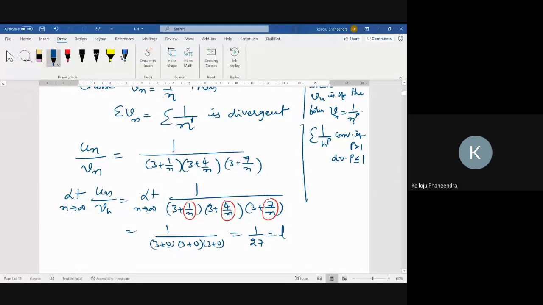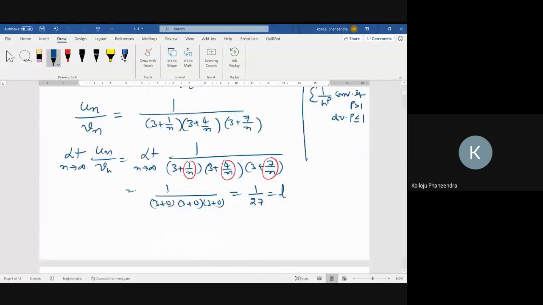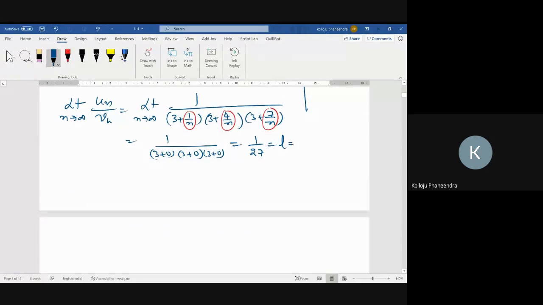Now, this is 1 by 27, that is the value of L, which is finite and non-zero. Therefore, how do you conclude the statement by using LCT? LCT means limit comparison test. By using limit comparison test, what is the limit comparison test?